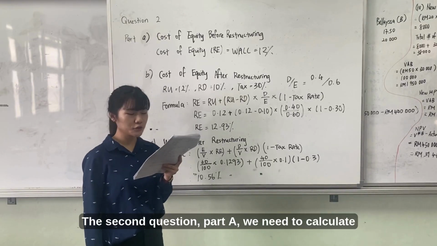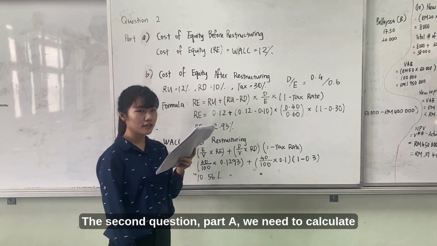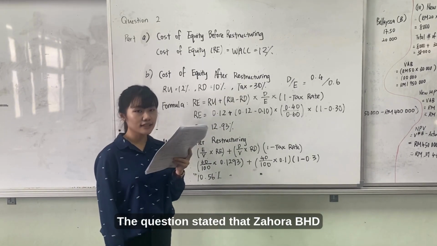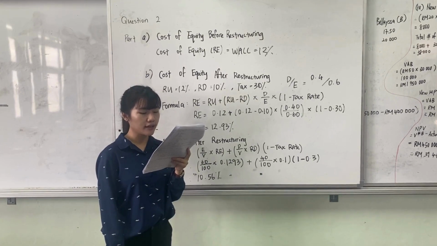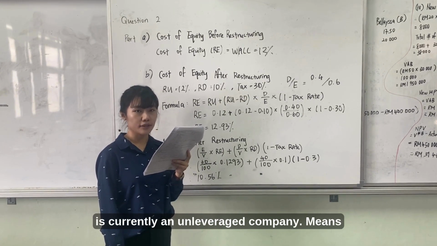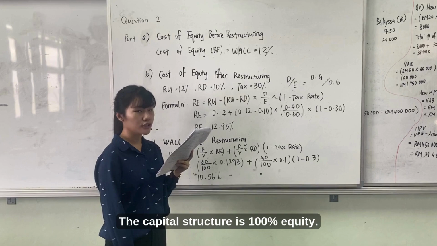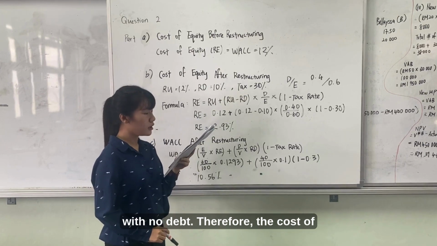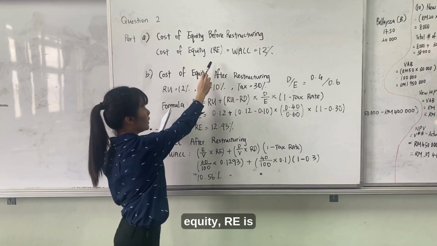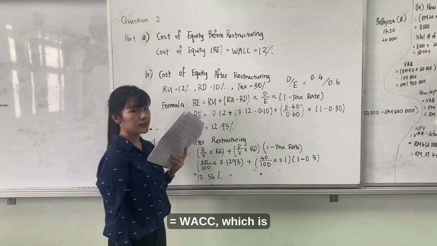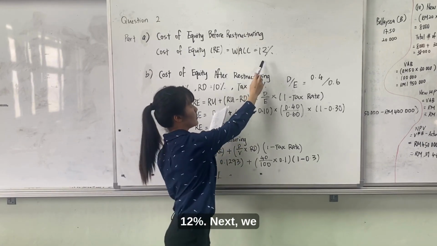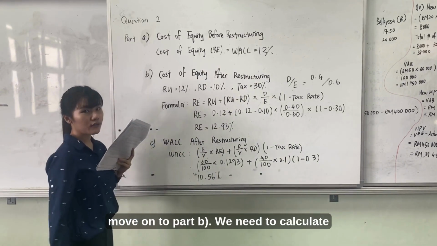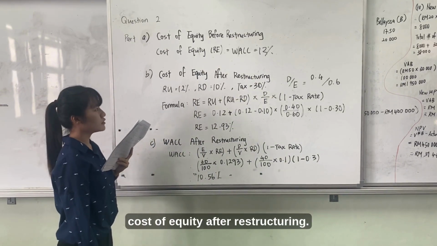For question 2, part A, we need to calculate the cost of equity before restructuring. The question stated that Lahora Sdn Bhd is currently an unleveraged company, meaning the capital structure is 100% equity with no debt. Therefore, the cost of equity RE is equal to WACC, which is 12%. Next, we move on to part B. We need to calculate the cost of equity after restructuring.